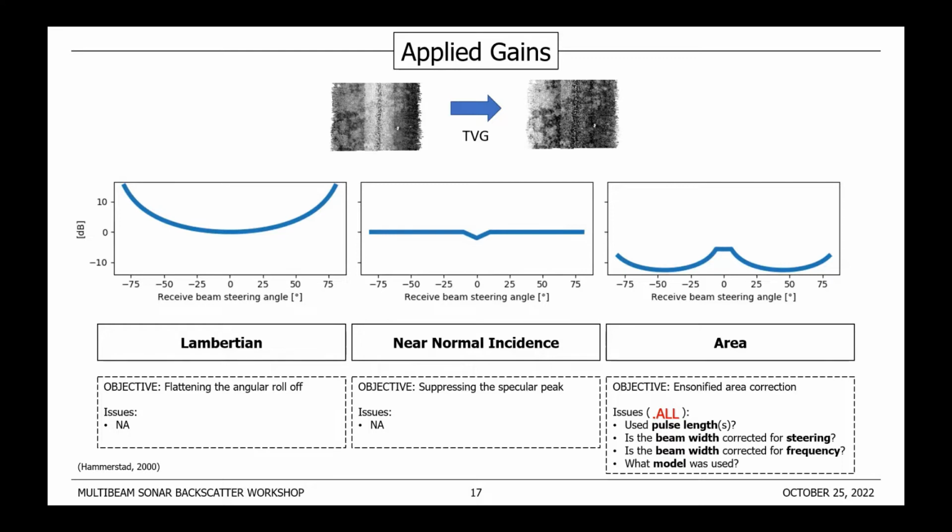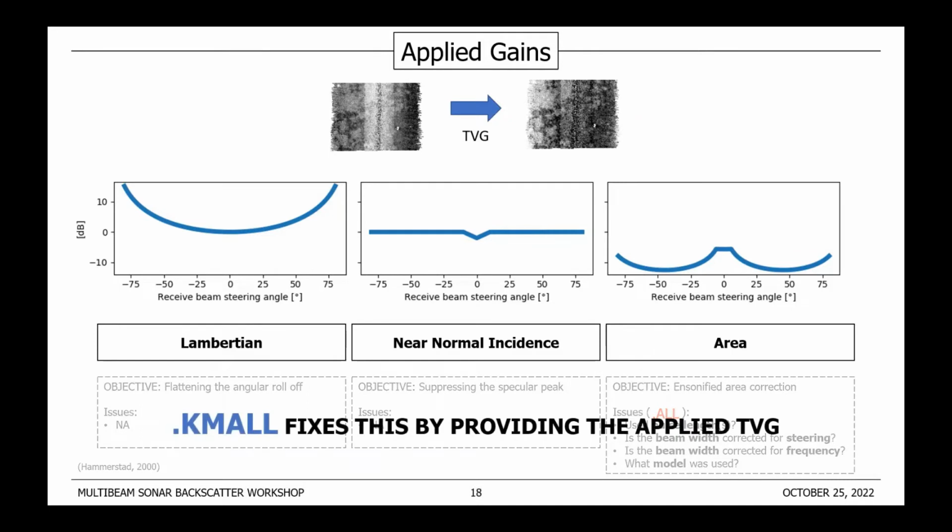In what concerns the insonified area, that's not quite true. In my opinion, at least, the documentation is insufficient. We don't really know, for example, what pulse length is being used in their assumptions, and whether the beam widths they are considering are corrected for steering or for frequency. Thankfully, the PMO, the not so new anymore Kongsberg new format, fixes this because the TVG that is applied onto the data is actually stored in the datagrams. And so these ambiguities don't exist anymore, and we know what has been applied to our data.